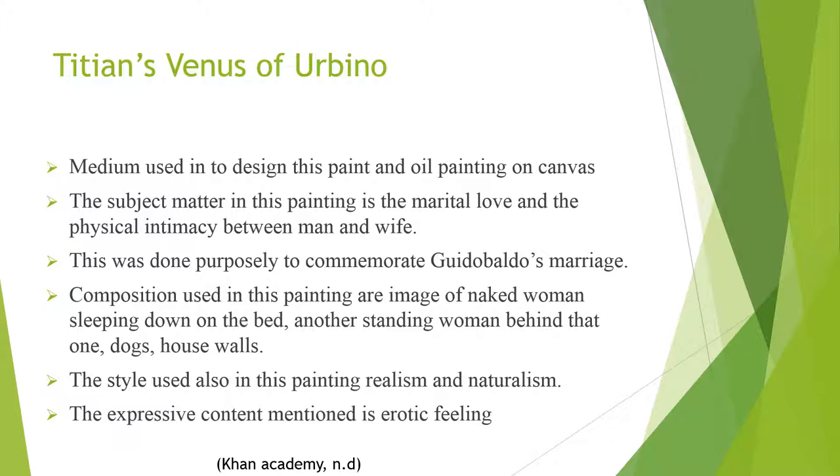As a continuation, let's look at the various things that were included in the painting. Let's start with the medium. He used oil painting on canvas to create this painting. The subject is marital love and the physical intimacy between the man and his wife, the Duke of Urbino and his wife Giulia. This was done purposely to commemorate the marriage between them.